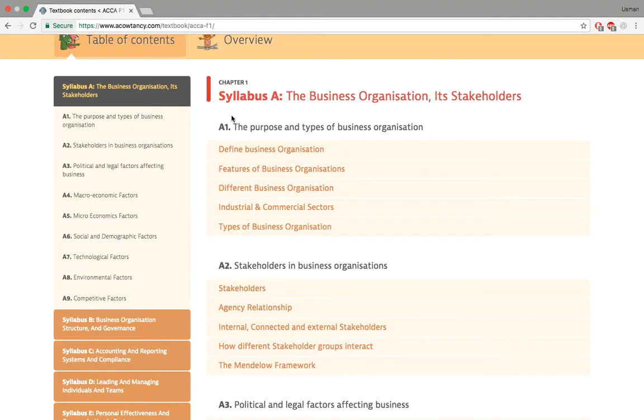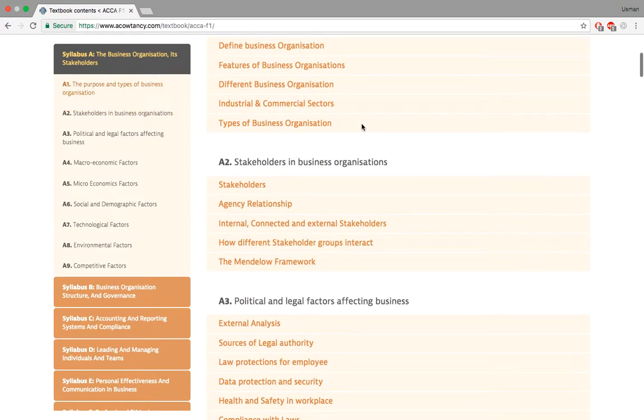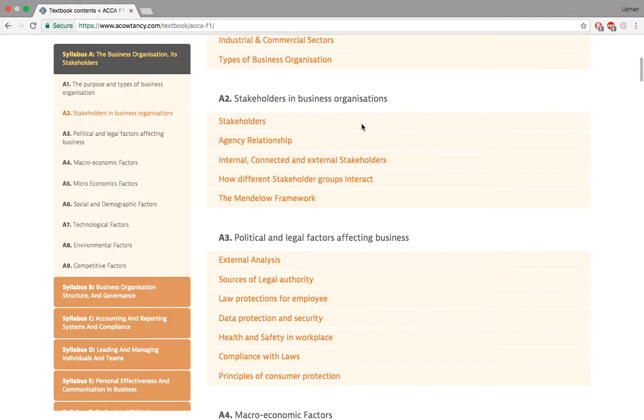Anywho, we have A1, the purpose and types of business organization. I hope you guys have revised that, and if you still have any questions on this matter, please do not hesitate to ask me. And then you have stakeholders. We had a lot of fun talking about stakeholders. One of the major things that we talked about in stakeholders were internal, connected and external stakeholders, and then the Mendelow's matrix, or framework nowadays they call it. Just amazing topics that we talked about.